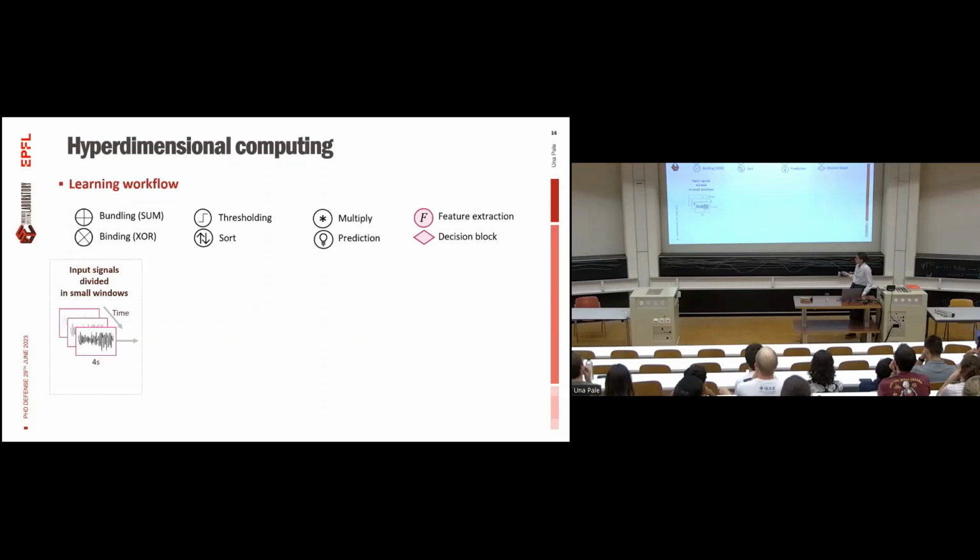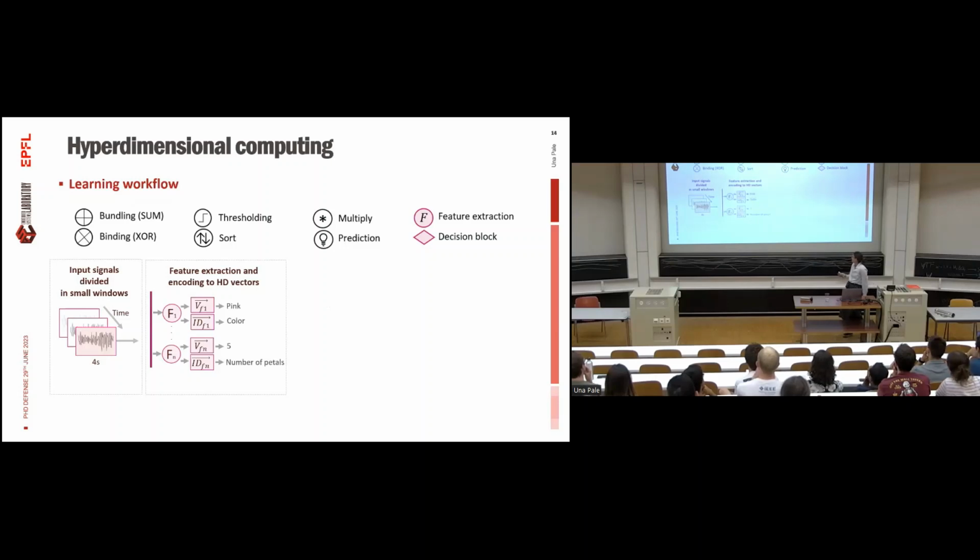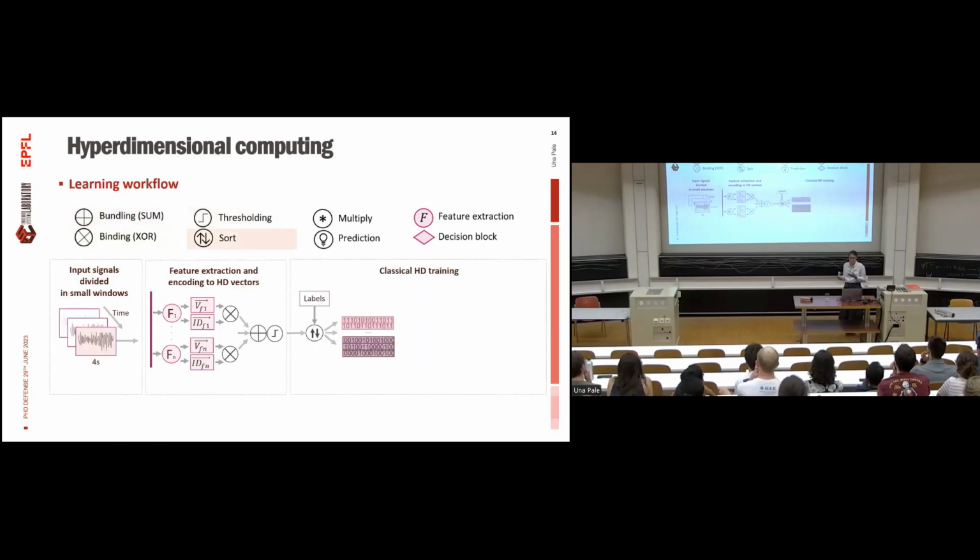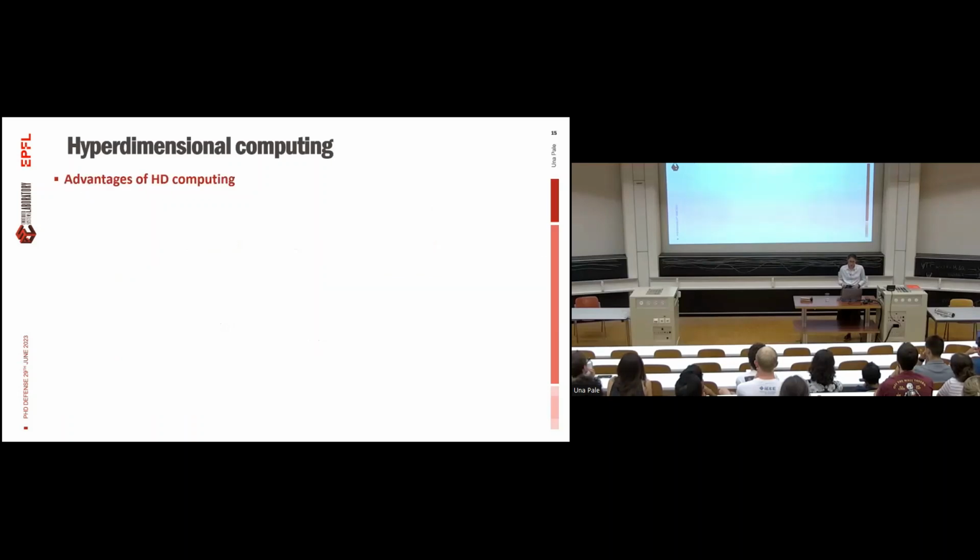So in practice, this means that when we have EEG data, we have, for example, discretized it into windows of 4 seconds. And then for each window, we extract several features. We map together a feature with its value, for example pink color and 5 petals, using the XOR operation. Then we sum it all up and normalize to get one vector that represents that window. Then, using all the samples, we have labels and the vectors that we encoded. We sort them based on which one corresponds to which class, and finally we end up with one vector for each class. So in this case, for example, one vector for seizure and one vector for non-seizure.